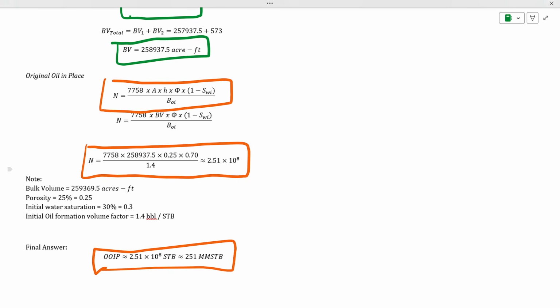Make sure that you include the units. Make sure that all the values are in consistent units. So that's how you calculate the bulk volume using the trapezoidal method, and using the calculated bulk volume, we can now calculate the original oil in place.